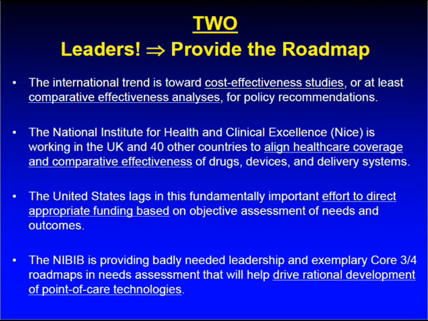Number 2, leaders need to provide the roadmap. The international trend is toward cost-effectiveness studies or at least comparative effectiveness analyses for policy recommendations. The National Institute for Health and Clinical Excellence is working in the UK and 40 other countries to align healthcare coverage and comparative effectiveness of drugs, devices, and delivery systems. The United States lags in this fundamentally important effort to direct appropriate funding based on objective assessment of needs and outcomes. The NIBIB is providing badly needed leadership and exemplary Core 3-4 roadmaps in needs assessment that will help drive rational development of point-of-care technologies.